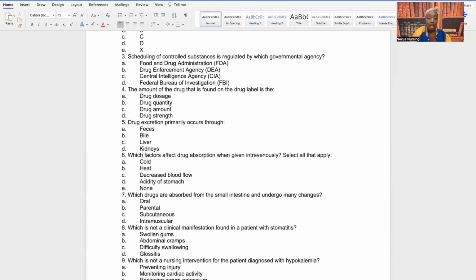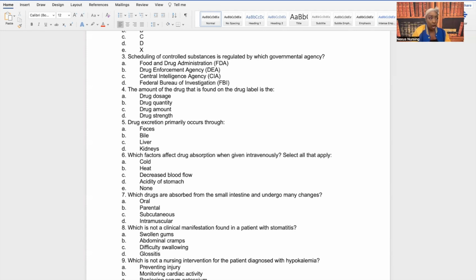Number seven, which drugs are absorbed from the small intestine and undergo many changes? A, oral, B, parenteral, C, subcutaneous, or D, intramuscular? I'm not going to say it was tricky, but if you paid attention, you should have gotten the correct answer. It's going to be oral.